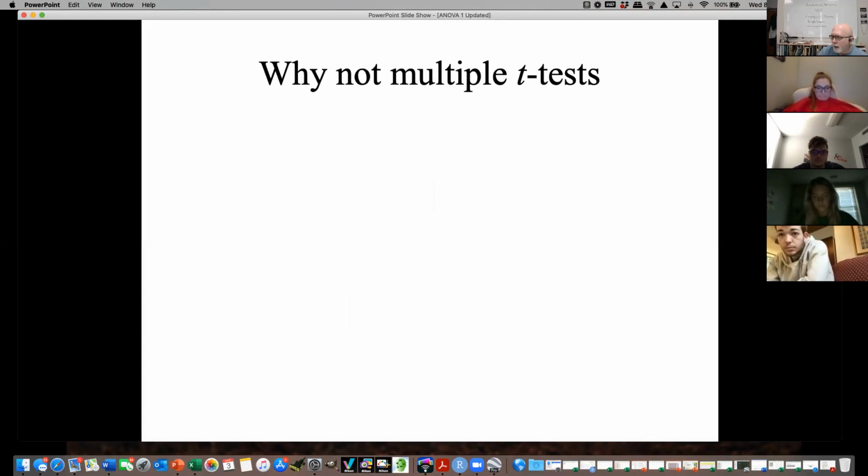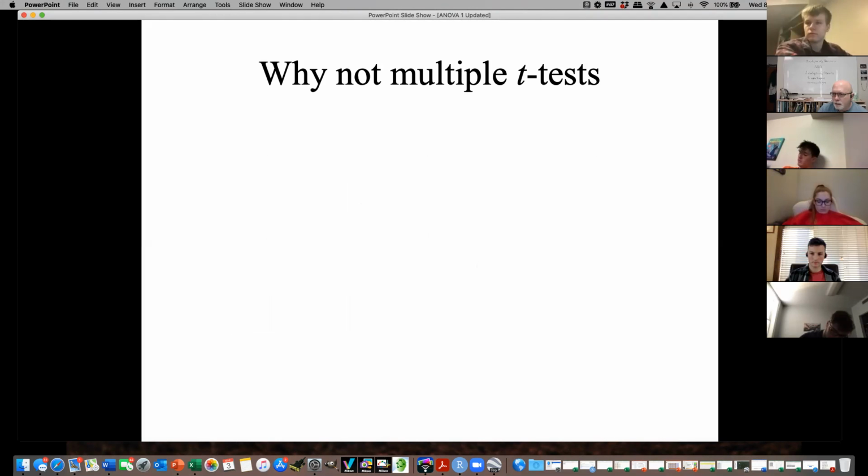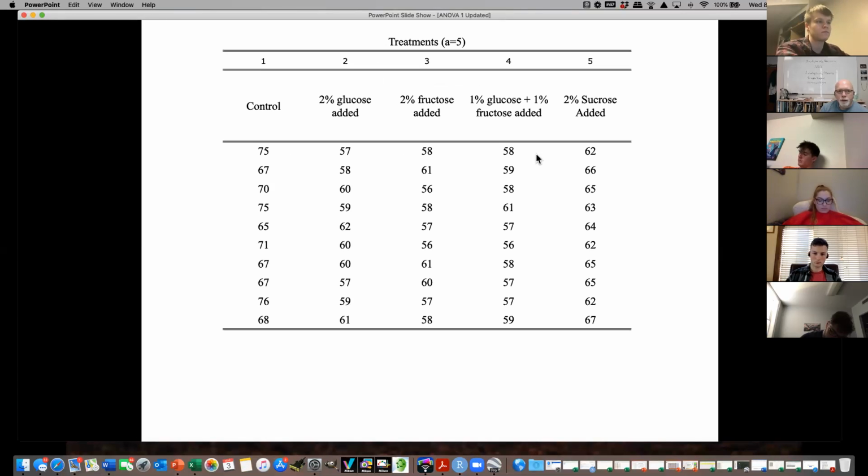So one of the questions that you might ask is, you could say, well, Dr. Kowalski, you just took us through doing t-tests. Well, we could actually just do a set of t-tests. We could compare the control to the 2% glucose, then we could compare control to 2% fructose, then we could compare control to 1% glucose, 1% fructose. We could compare control to 2% sucrose, compare glucose to fructose, glucose to the mixture, glucose to sucrose, compare fructose to glucose and fructose, fructose to sucrose, the mixture to sucrose, et cetera, et cetera.